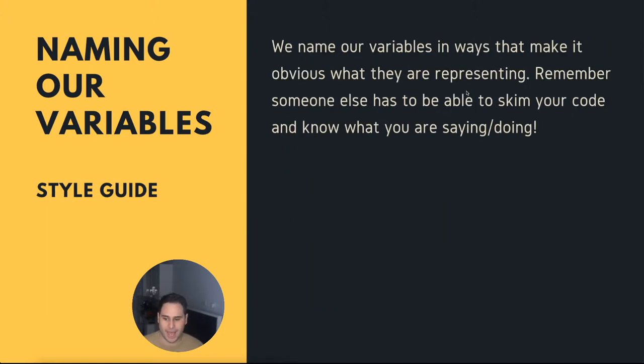So we want to make our variables named something that's really obvious about what they're representing. We don't want to refer to our age as Joe, for example, even though I did see that a few times. If someone else is skim reading your code, it should be really clear what that variable is referring to.